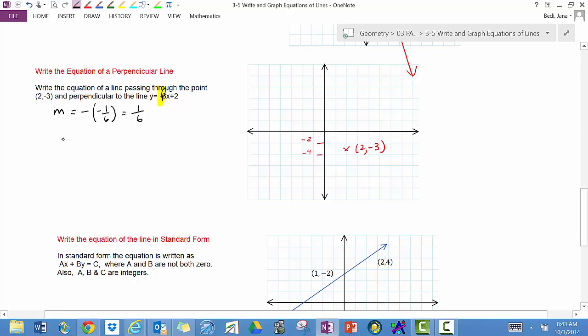So the equation of my line is y minus y1 equals m times x minus x1. So you get y plus 3, and I'm getting the -3 from here, and my slope is 1/6 times x minus 2.